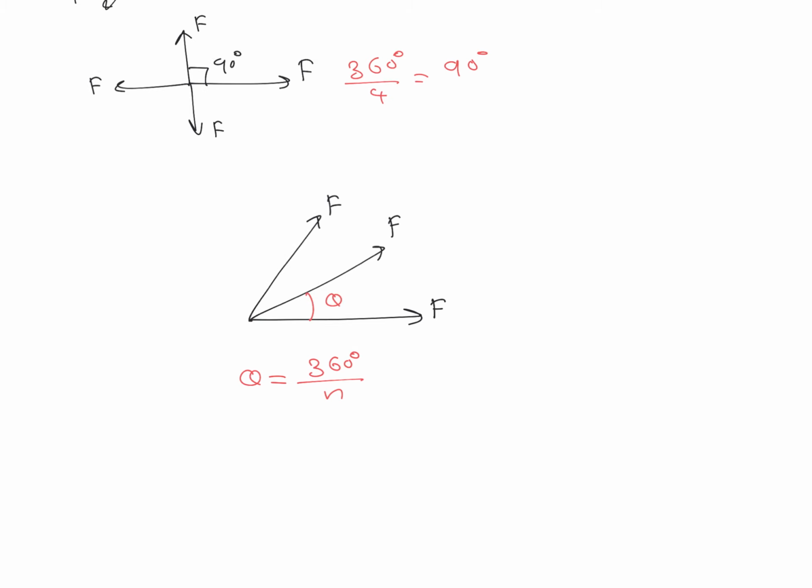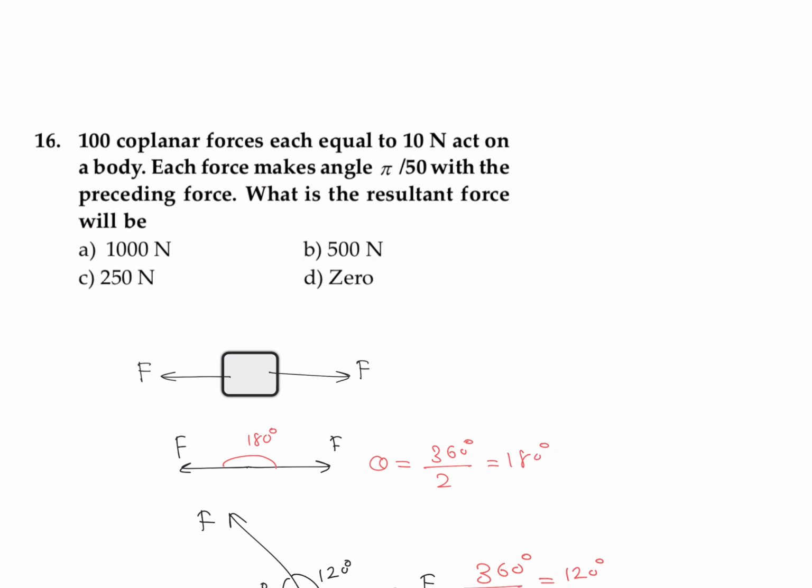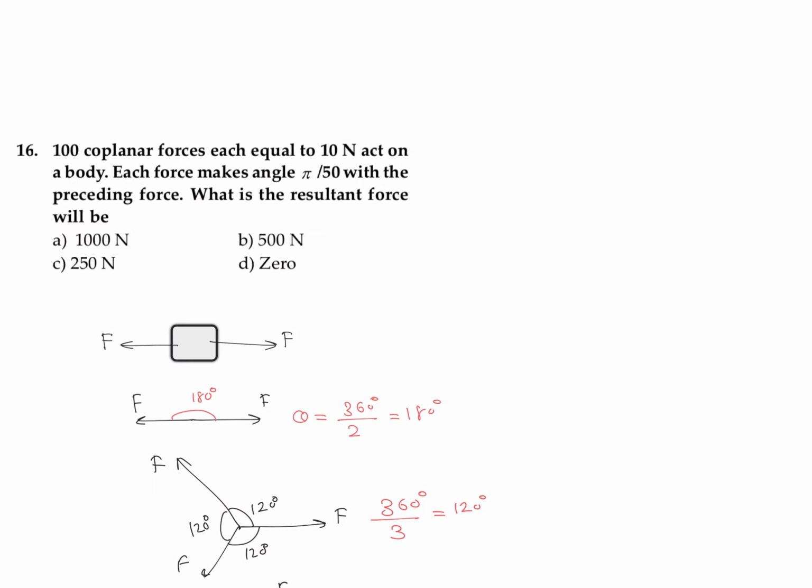And so on. So if there are n number of forces, and the angle between each force is 360 degree divided by n, then the sum of all the forces will be equal to 0. So that is the concept behind this question. Once again, just see the question. There are 100 coplanar forces.